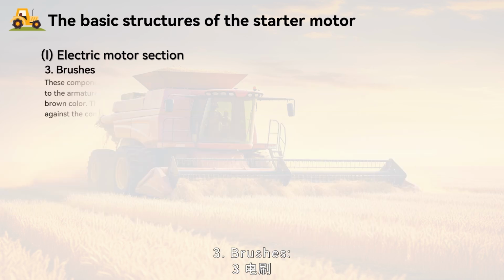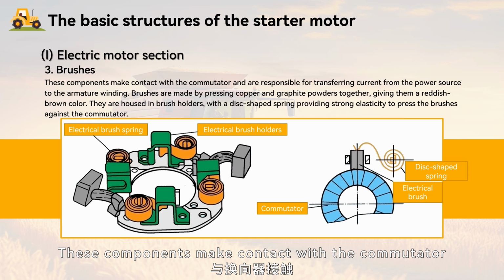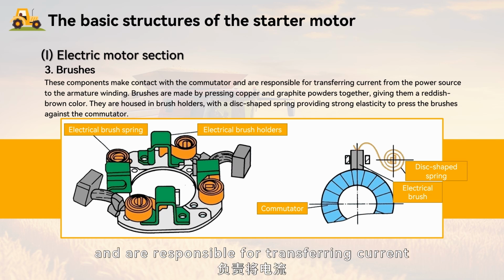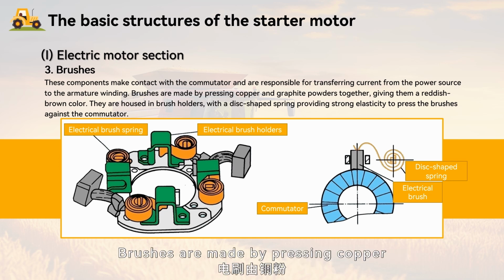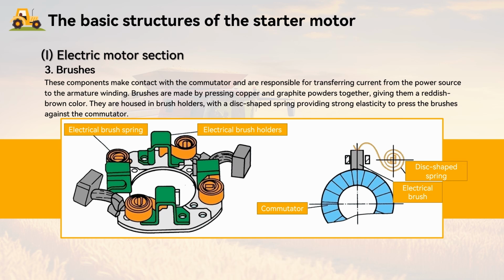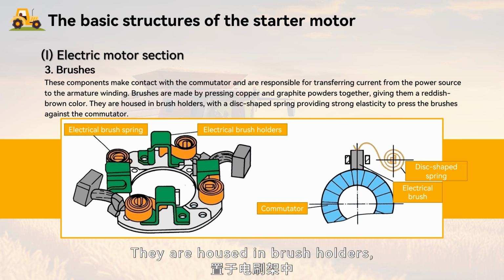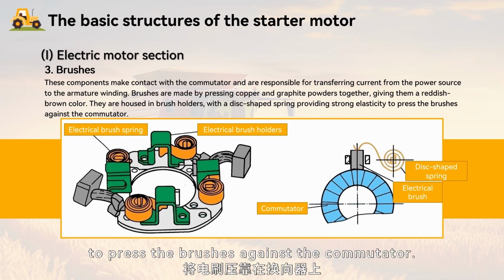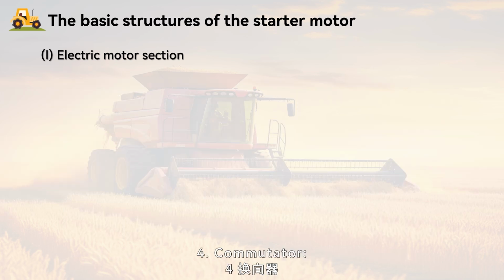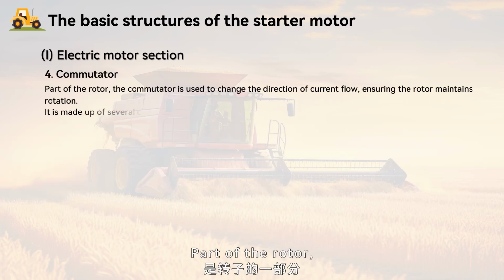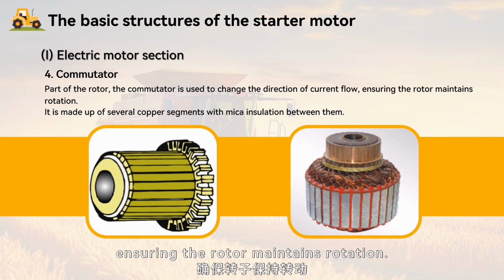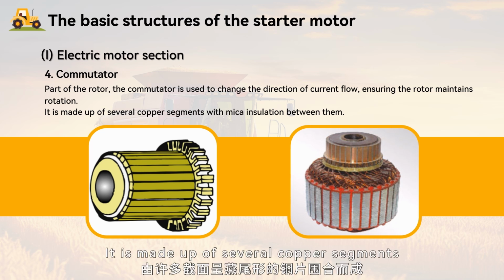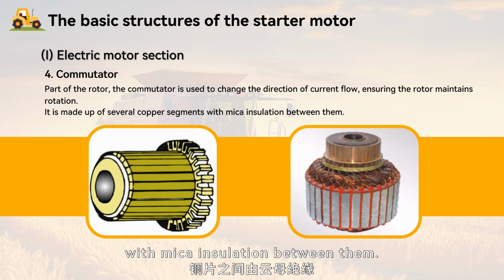3. Brushes. These components make contact with the commutator and are responsible for transferring current from the power source to the armature winding. Brushes are made by pressing copper and graphite powders together, giving them a reddish-brown color. They are housed in brush holders with a disc-shaped spring providing strong elasticity to press the brushes against the commutator. 4. Commutator. Part of the rotor, the commutator is used to change the direction of current flow, ensuring the rotor maintains rotation. It is made up of several copper segments with mica insulation between them.